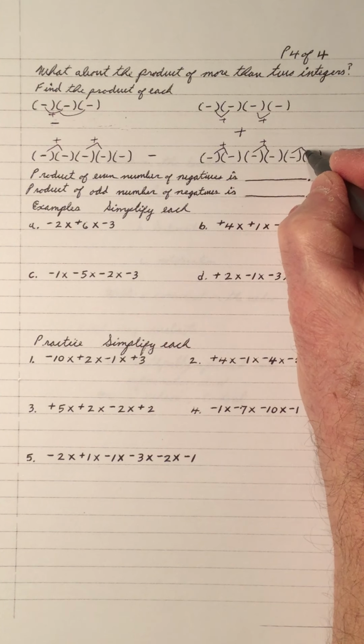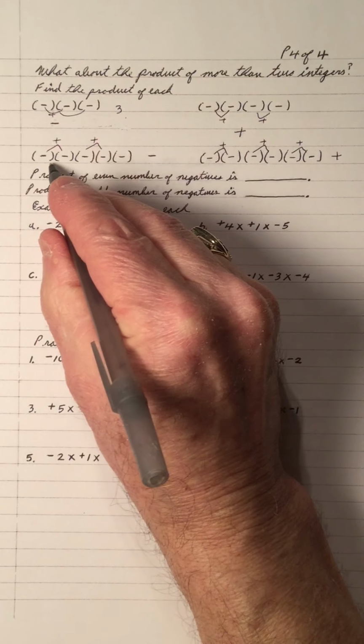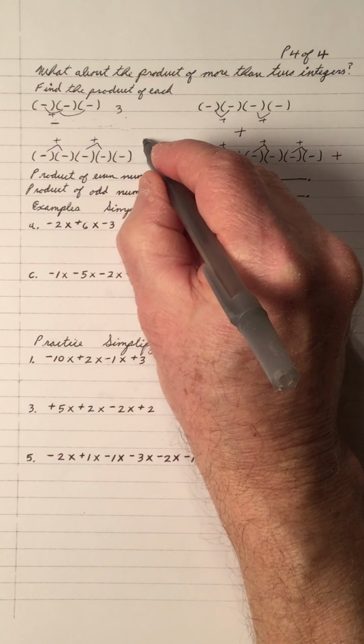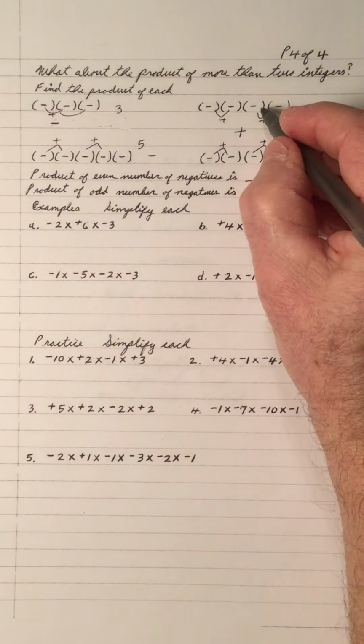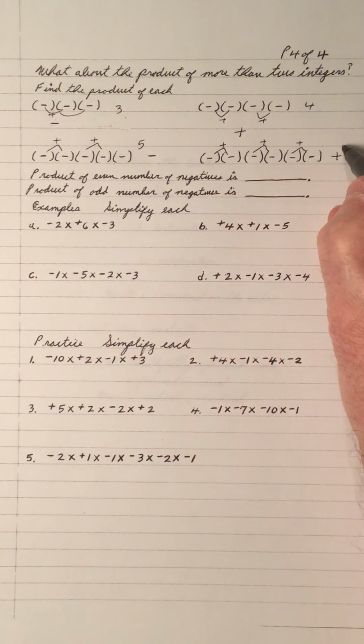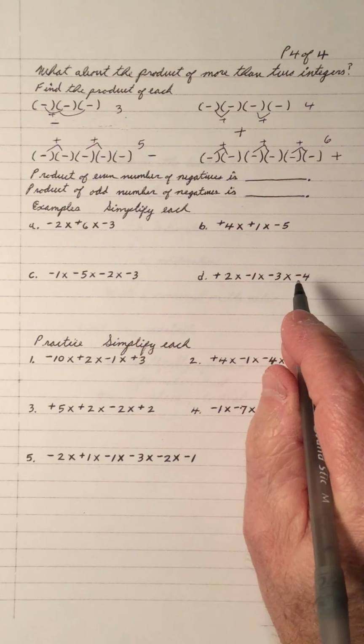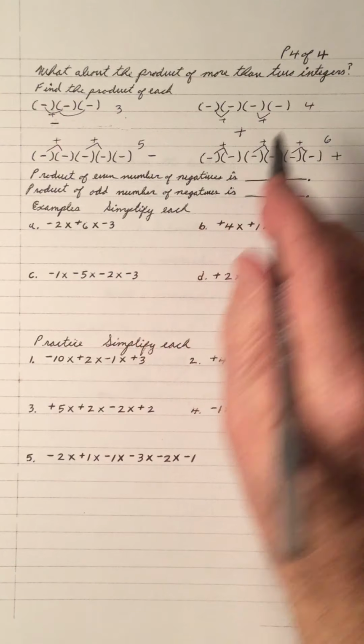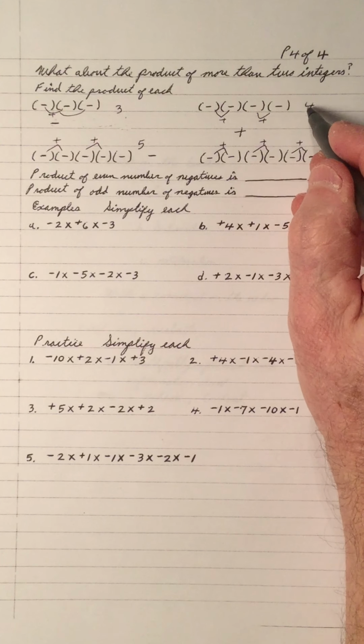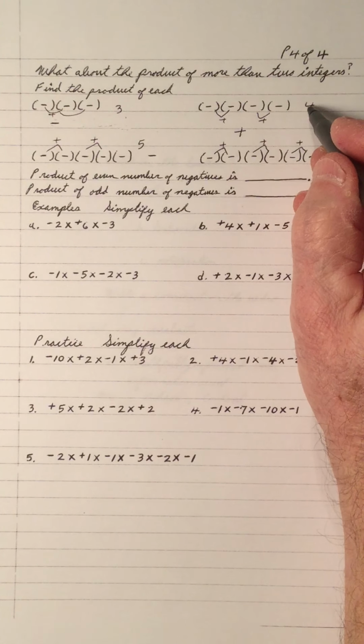So when did we get a negative number? When we had 3. When we had a negative here, we had 5. When we had a positive, we had 1, 2, 3, 4. When we had a positive here, we had 2, 4, 6. So the product of an even number. So this is an even number. Even numbers are factors of 2.